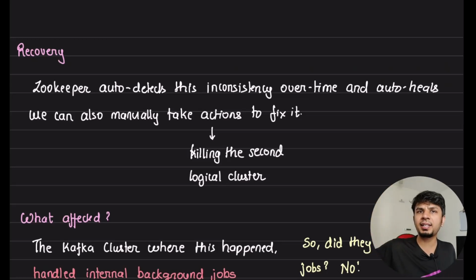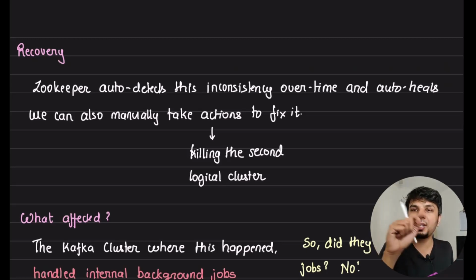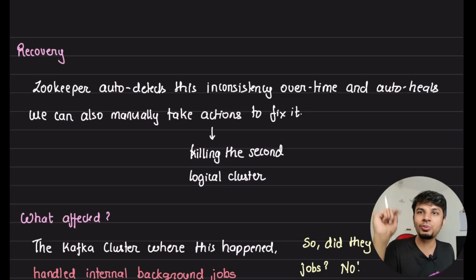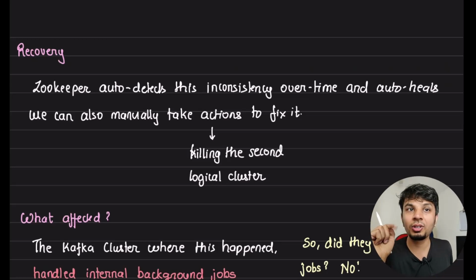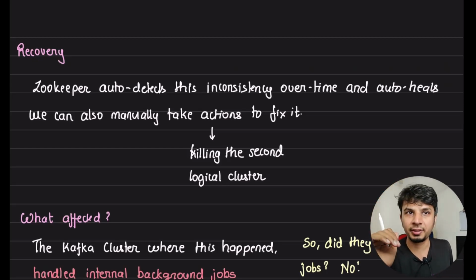For example, killing the second logical cluster. And how would you know that there is a second logical cluster? Zookeeper configuration. Because your writes are failing, you would have gotten a PagerDuty alert. You would see in the Zookeeper configuration that two leaders are getting elected, or two leaders are operating, because of which the writes are failing. You would be deleting those entries from Zookeeper, right? And removing those nodes, right? This is how the recovery would happen. Wait for the auto heal to happen, or otherwise take manual actions to fix it, right?